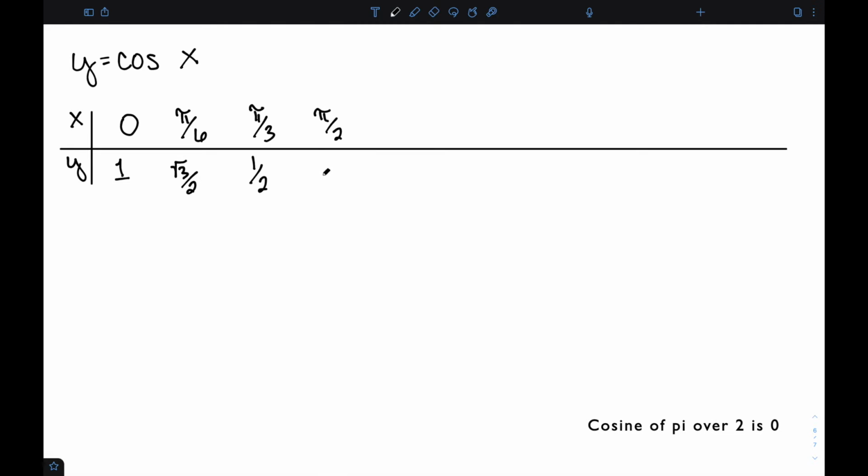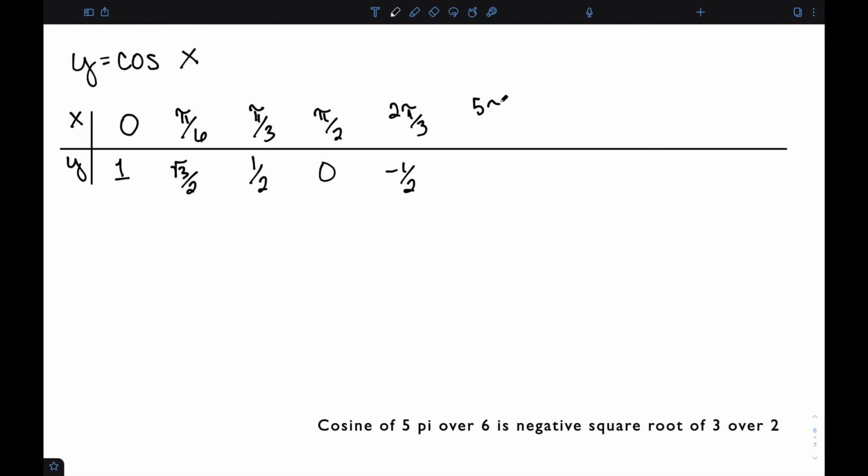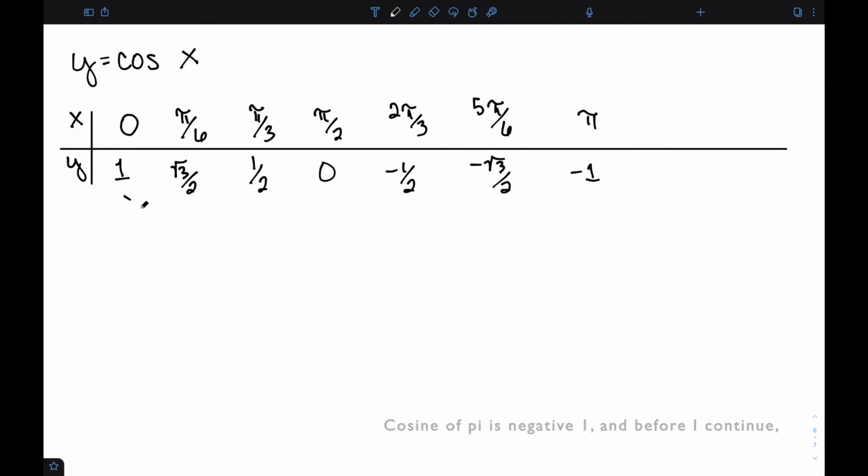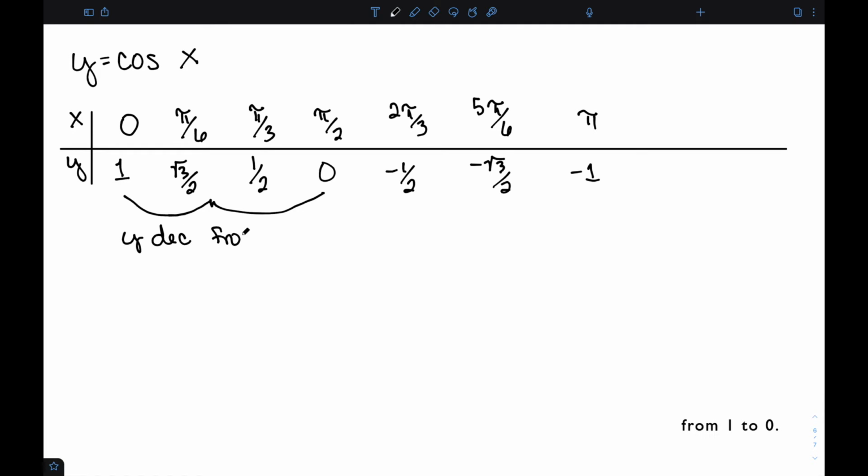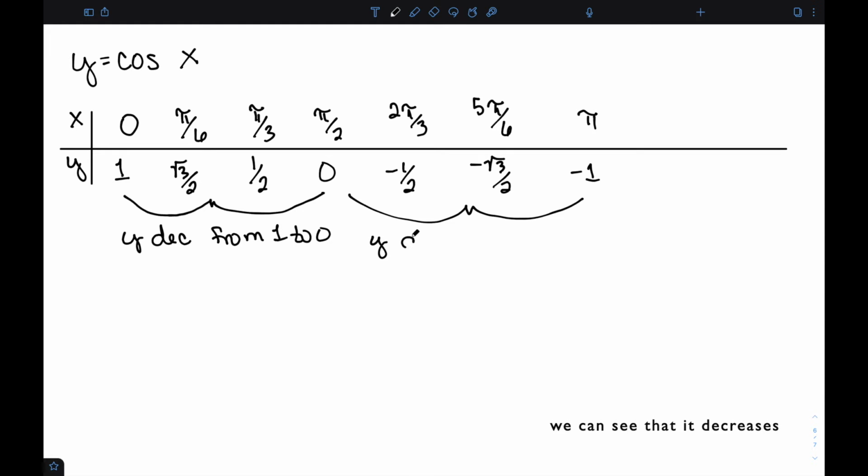cosine of pi over 2 is 0, cosine of 2 pi over 3 is negative 1/2, cosine of 5 pi over 6 is negative square root of 3 over 2, cosine of pi is negative 1, and before I continue, between 0 and pi over 2, we see that y decreases from 1 to 0. Between pi over 2 and pi, we can see that it decreases from 0 to negative 1.